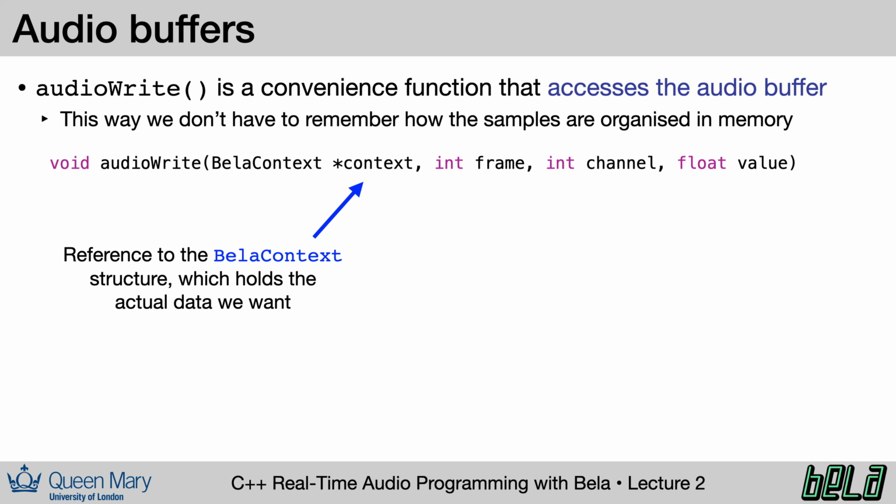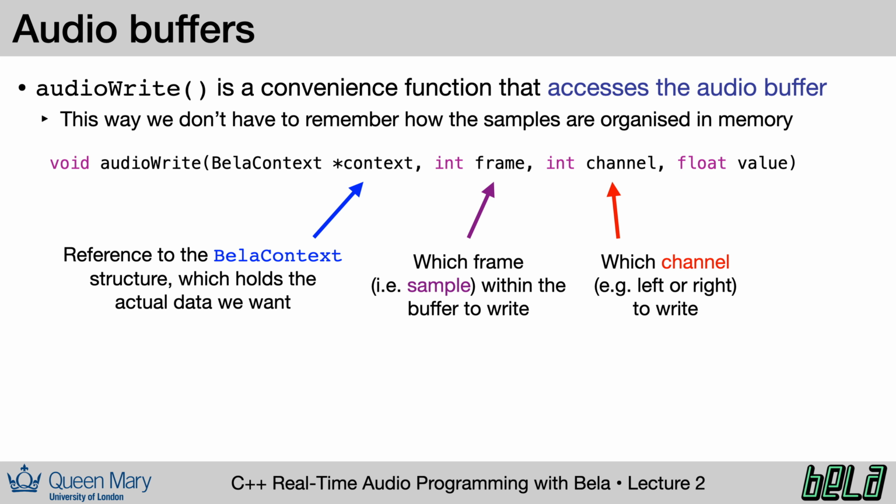We need this because what we're going to be doing is storing audio samples inside of this structure somewhere. We have to indicate the frame where we want to write. This is essentially saying which of the 16 time slices within the buffer we want to write. Bela by default has a stereo audio output, so we need to indicate which channel we intend to write to, and then finally we need to indicate what the value is. The typical range of values is between -1 and 1.